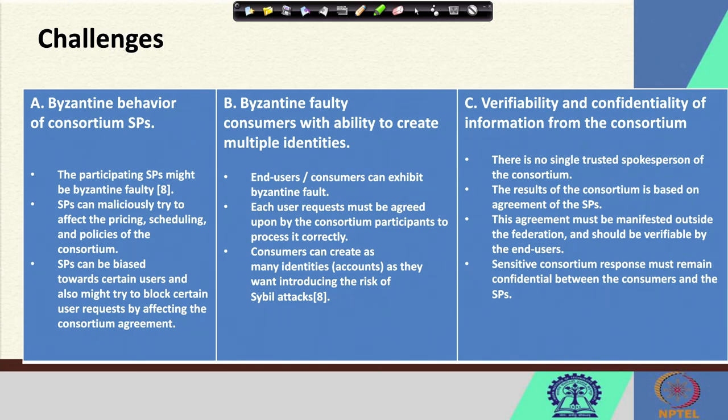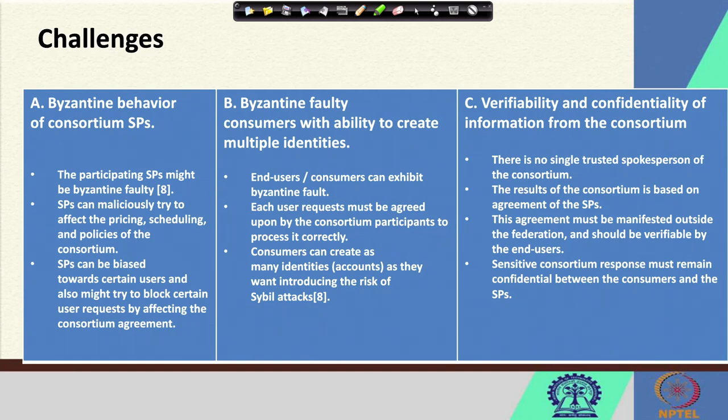So that way the end users, the consumers, can also exhibit Byzantine faults, and each user request must be agreed upon by the consortium participants to process it correctly, and these consumers can create as many identities or accounts as they want, introducing the risk of Sybil attack. So the possibility of Sybil attack can be there.